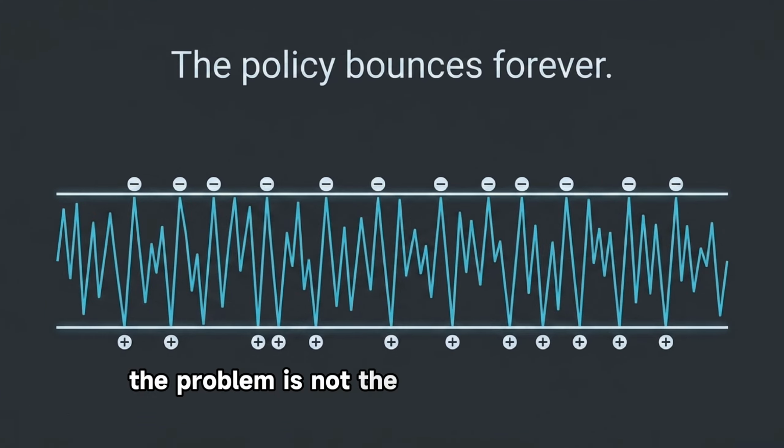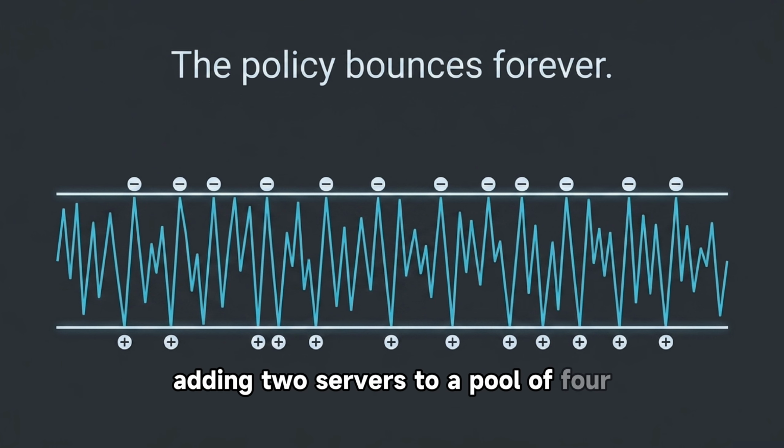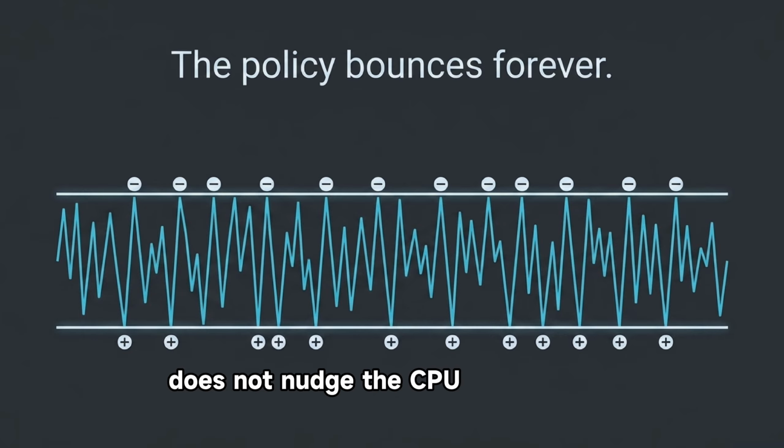The problem is not the individual thresholds. The problem is that the policy fails to account for the size of its own interventions. Adding 2 servers to a pool of 4 does not nudge the CPU down by 5%. It drops it dramatically. The scale-in threshold sits so close to the scale-out threshold that every scale-out event automatically triggers the conditions for a scale-in event, and vice versa.